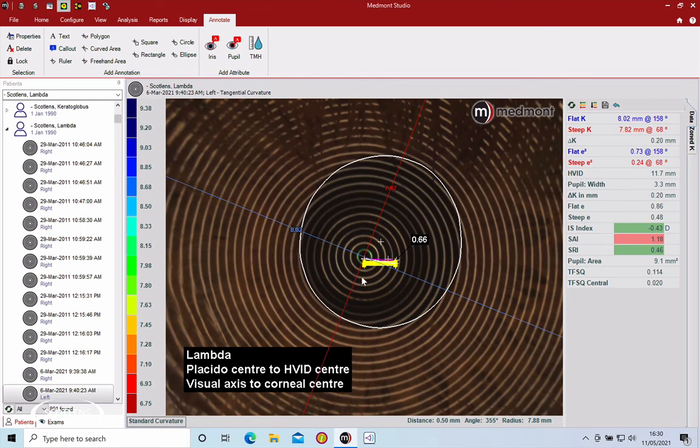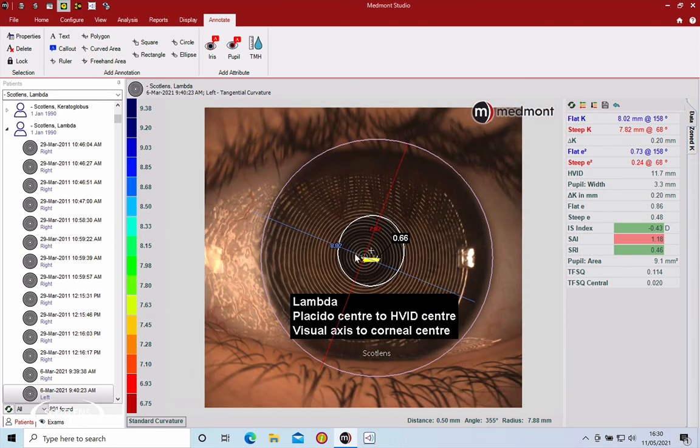And it's not a decentration that the lens manufacturer can do anything about, because it needs to be asymmetrical effectively. You can't decenter the optics on a contact lens. So that's the angle lambda, and that's the implications that it can have on ortho-K and soft multifocals.